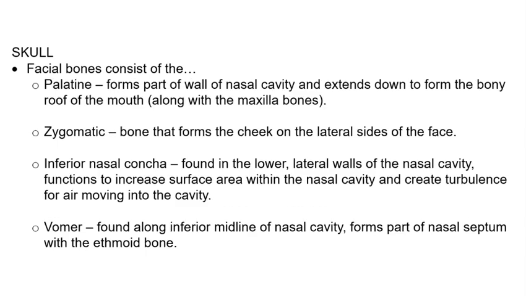The palatine bone forms part of the wall of the nasal cavity and extends downward to form the bony roof of the mouth, along with the maxilla bone, which also forms part of the bony roof of the mouth. The zygomatic bones form the bony cheeks on the lateral sides of the face. The inferior nasal conchae are found in the lower lateral walls of the nasal cavity.